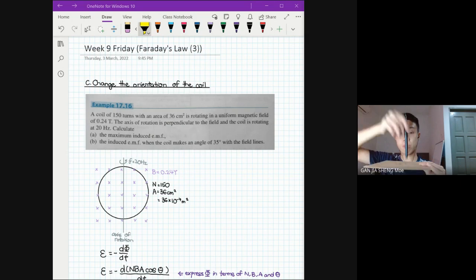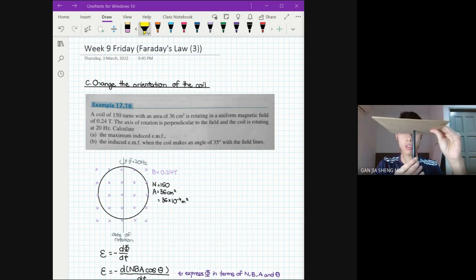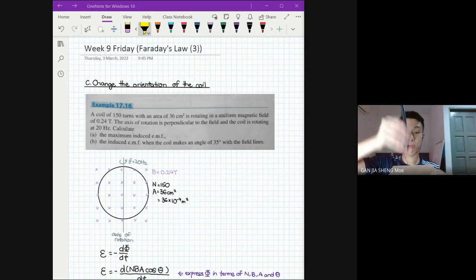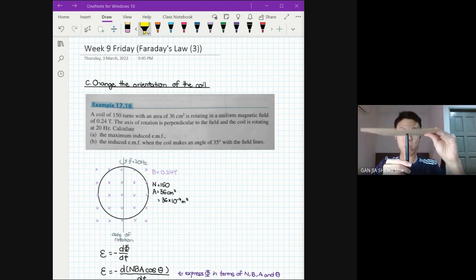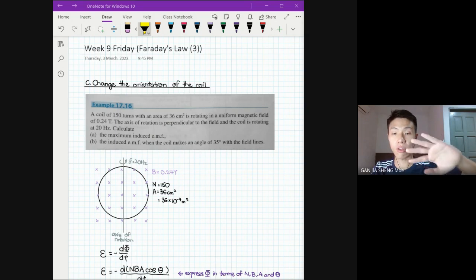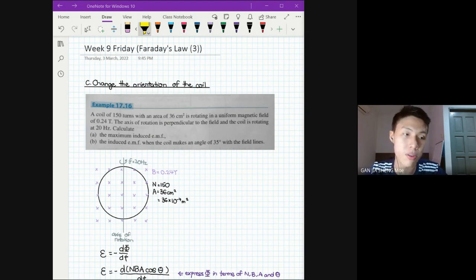So the magnetic field might be pointing into the page, and we put our area vector to be pointing downward as well. But if you rotate, then the magnetic field will still remain in the same direction, but our area vector will change direction. So the angle between the magnetic field and the area vector will change if we rotate the coil. And this is what we are going to study, as changing theta is going to change the magnetic flux through the loop over here.